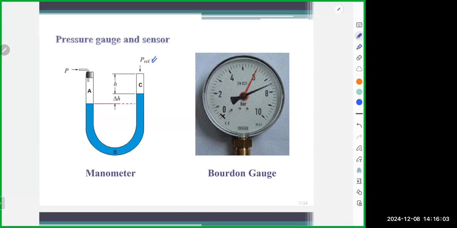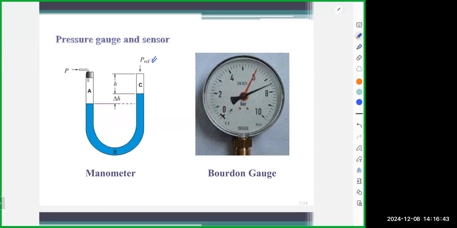And then you add some liquid right here. When this manometer contacts other objects, it gives you pressure here. This pressure will press the liquid, okay? And then the height change here, delta H, will tell us about the pressure, the total pressure.